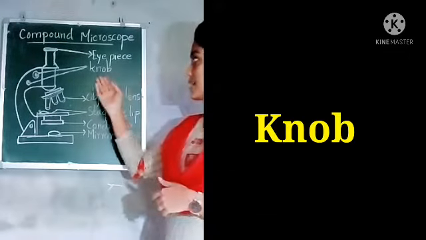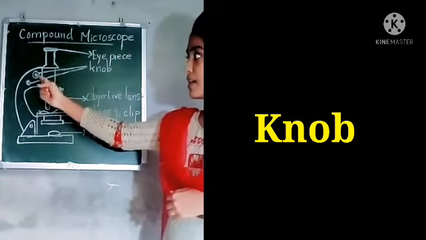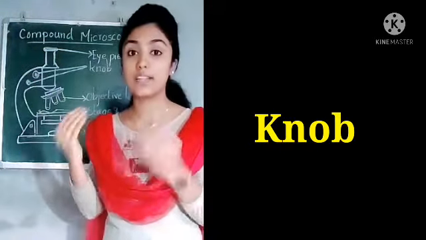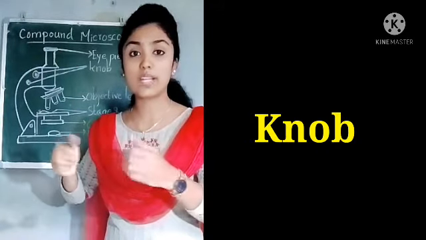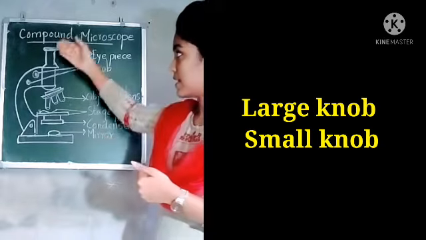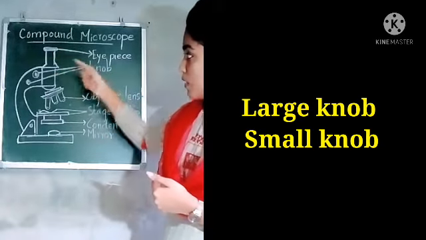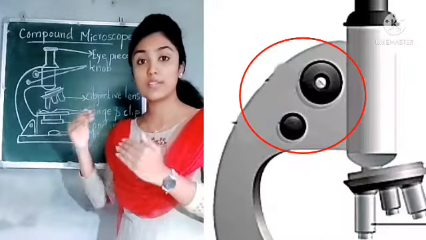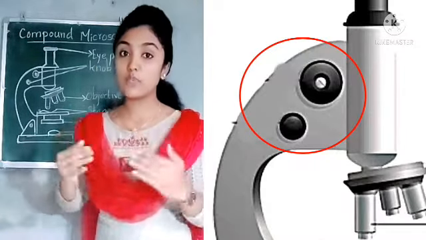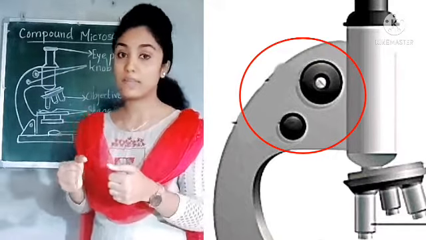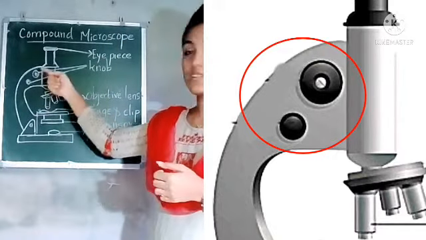Then the next part is knob. Here you can see one large knob and a small knob. Then what is the function of this large knob? Actually we can rotate this large knob. When we rotate this large knob, you can see this body tube along with this objective lens move up and down. Then what is the use of this? We can focus the image in its exact position with the help of this large knob.